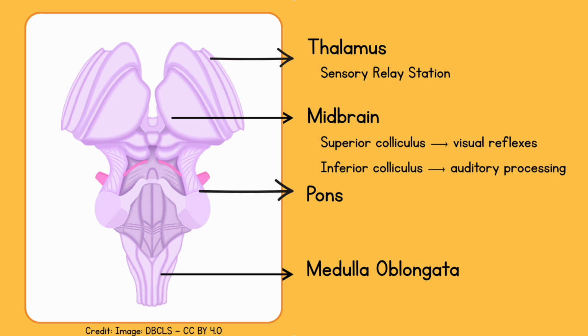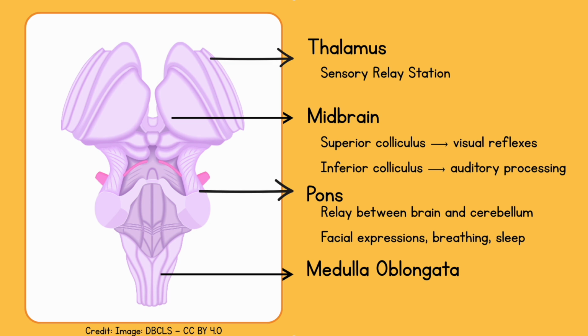Okay, the midbrain has two sections. We have the superior colliculus and the inferior colliculus. The superior one deals with visual reflexes. So that's your blinking reflex, your gaze, your pupillary dilation. We also have the inferior colliculus, which deals with auditory processing.